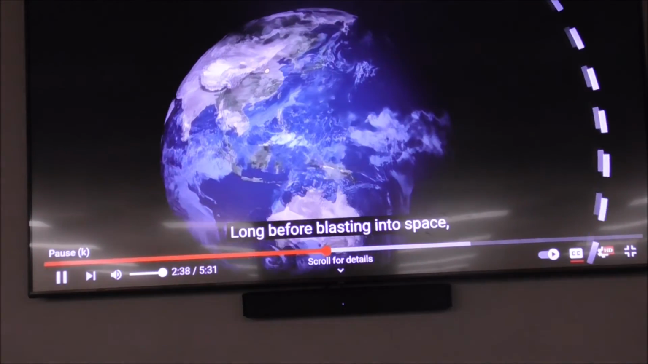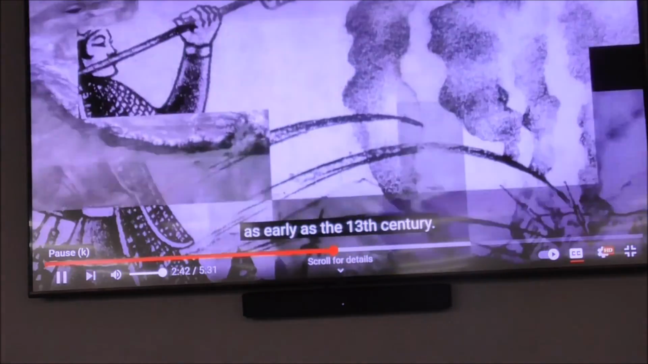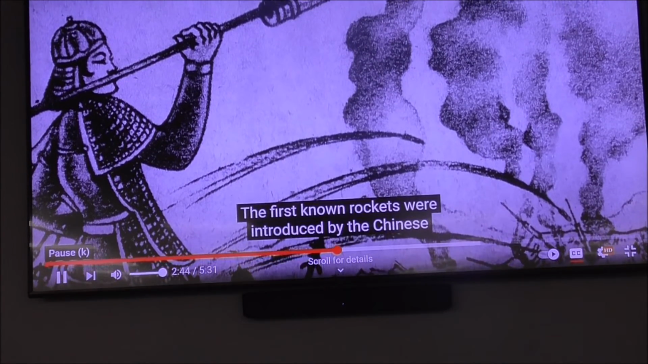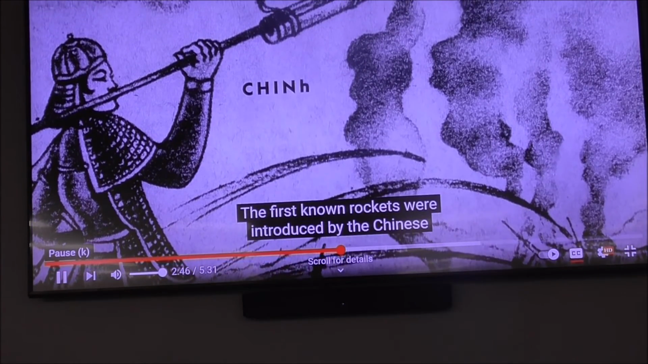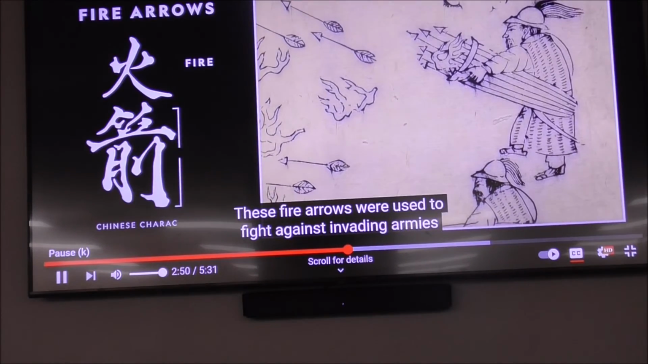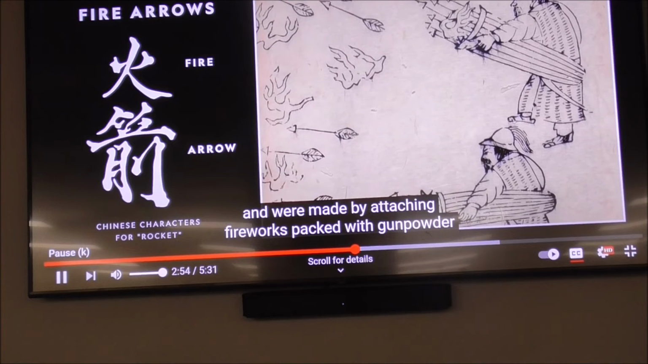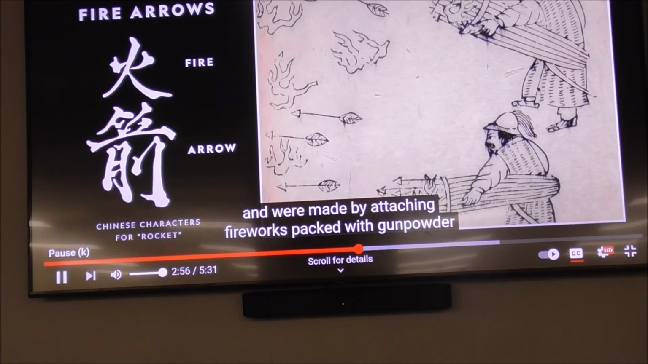Long before blasting into space, rockets were used here on Earth as early as the 13th century. The first known rockets were introduced by the Chinese in 1232 AD. These fire arrows were used to fight against invading armies and were made by attaching fireworks packed with gunpowder to long arrows.